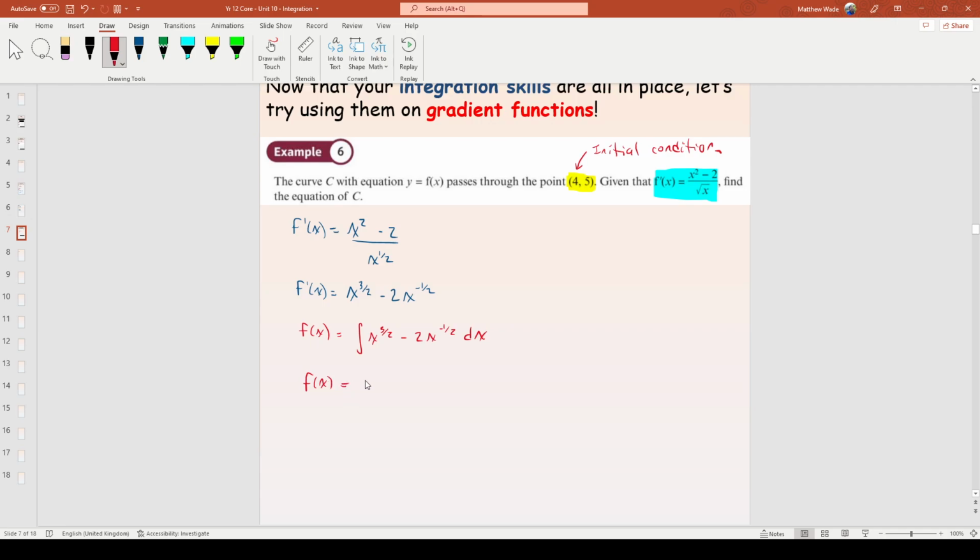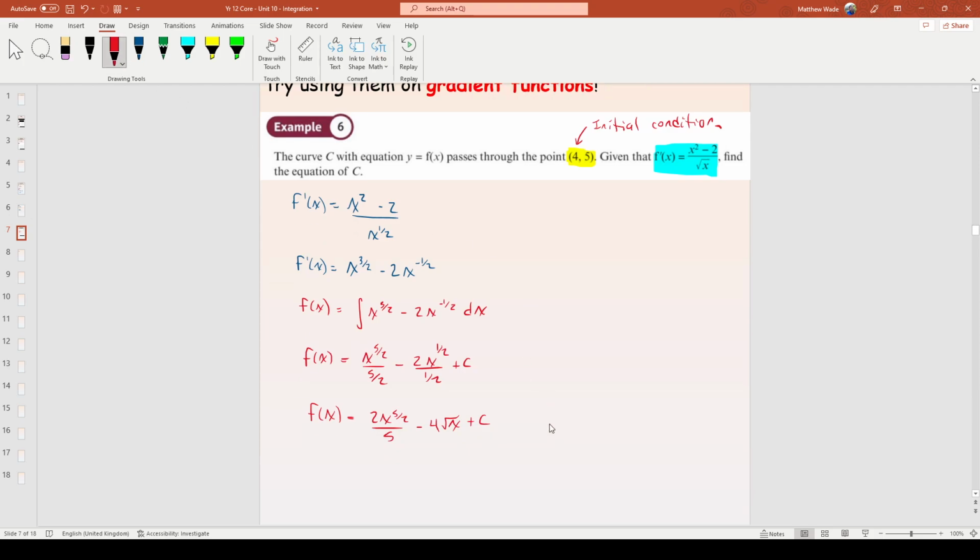f of x equals, and let's do it, raise the power by 1 divided by the new power. So 3 over 2 is going to be 5 over 2, divided by the new power, 5 over 2, minus 2, x, add 1 to the power, positive 1/2, divide by the new power, 1/2, and plus c, because we don't have bounds in this one. Which means f of x is equal to, times top and bottom both by 2, 2x to the 5 over 2 over 5, minus 4x to the 1/2. I'm going to call it 4 root x, I like having the root x in when it's only just a single root. Simple. Okay, and there you go.